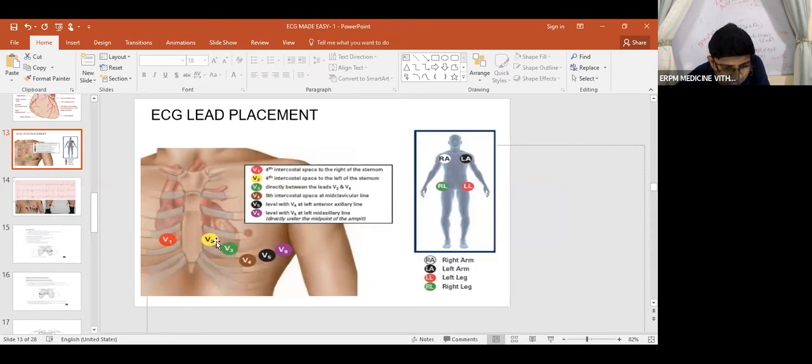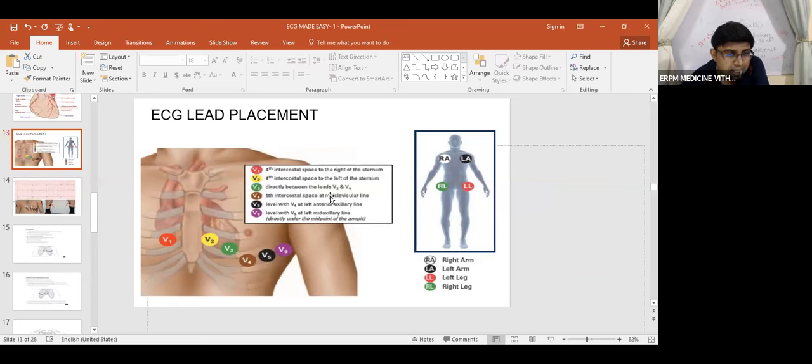Say this is V1, V2, V3, V4, V5, V6. You are putting 6 electrodes on the chest. Now on the 4 limbs, the right arm, left arm, right lower limb and left lower limb, we are putting 4 electrodes on the limbs.